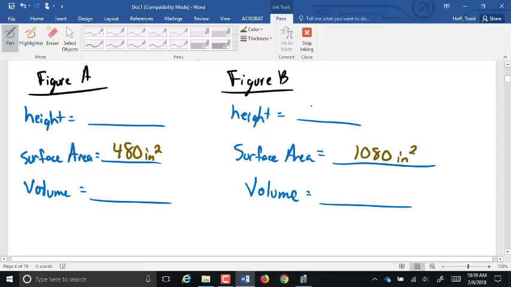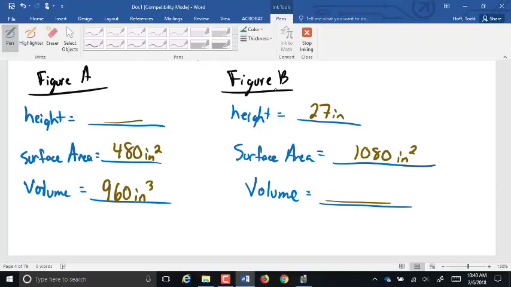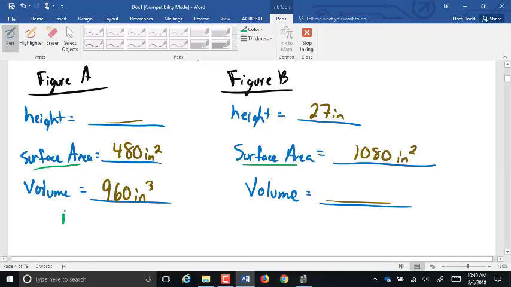This one has a height of 27 inches. This one, sorry, let's go over here, this one has a volume of 960 inches cubed. How to find the missing height and the missing volume for those figures? We use ratios, and the only thing that we have both numbers for is the surface areas. That is a ratio of areas.